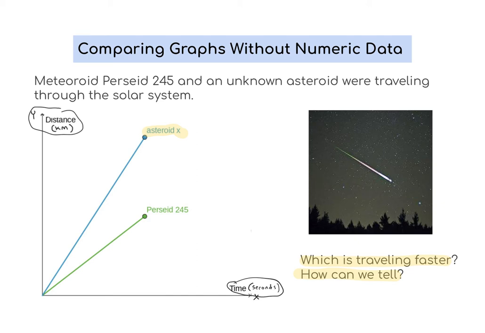So if, while you had this paused, you were staring at this and thinking that asteroid X looks like it is traveling faster, you would be right. And there are a few things we can do to justify this idea.